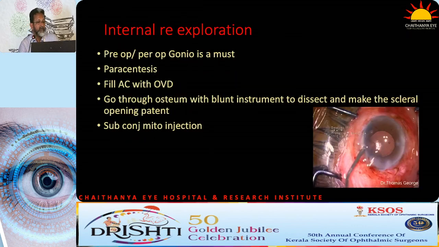And a paracentesis is done. You need to put some OVD in because this would make the AC collapse because there's quite a bit of distortion there. You need to use quite a bit of force with that spatula. You go through the ostium with a blunt instrument like a spatula and push so that you dissect the original wound. Any of these scleral wounds will not heal up to original scleral strength. So if you push, it will take the preferred path of the original flap wound.